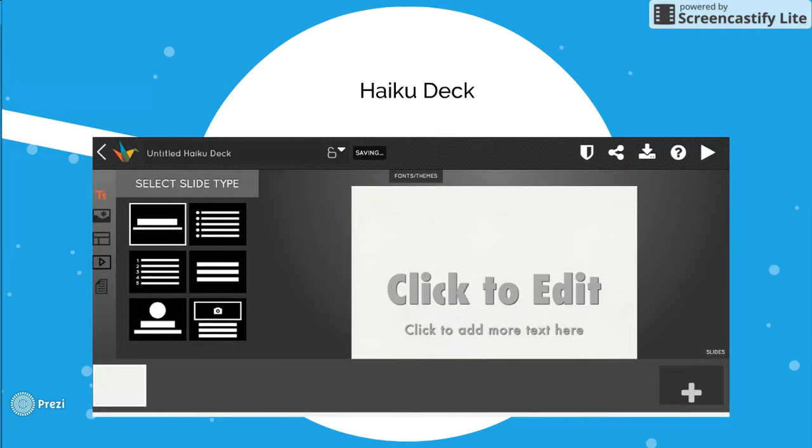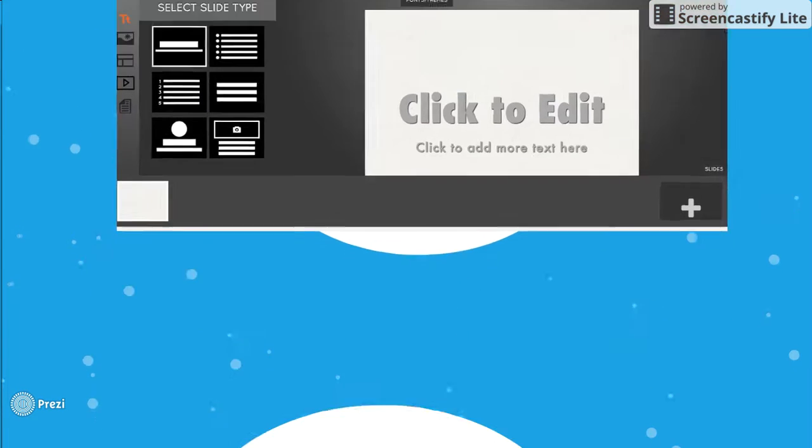Another one is Haiku Deck. For this one, they'd have to take pictures of their work, insert them in, and then give me some explanation in writing, because you can't talk over in Haiku Deck. But it was just another creative way for them to create it.